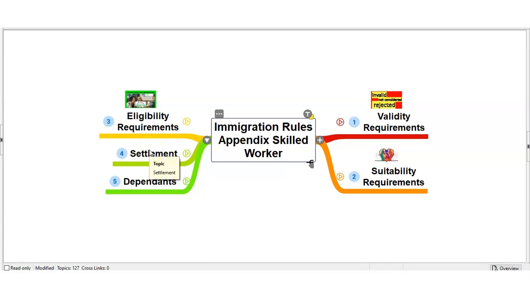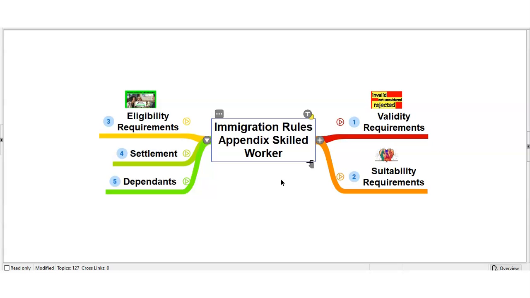Number 4 is for those skilled workers who would like to settle here in the UK. This particular part contains provisions which govern indefinite leave to remain applications. And the last part is for the dependent relatives of skilled workers, generally their spouses and dependent children under the age of 18. And this is really, really convenient because before, this part was in a different appendix, and that brought lots of confusion for those who wanted to bring their loved ones here to the UK.